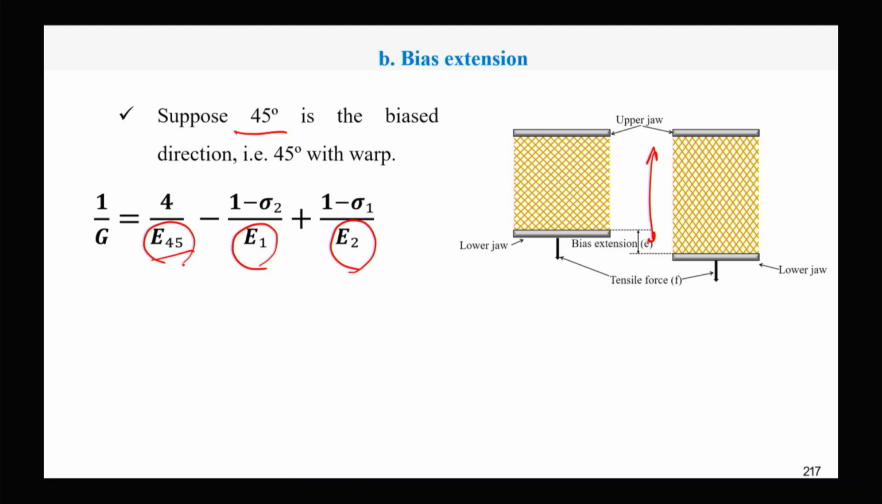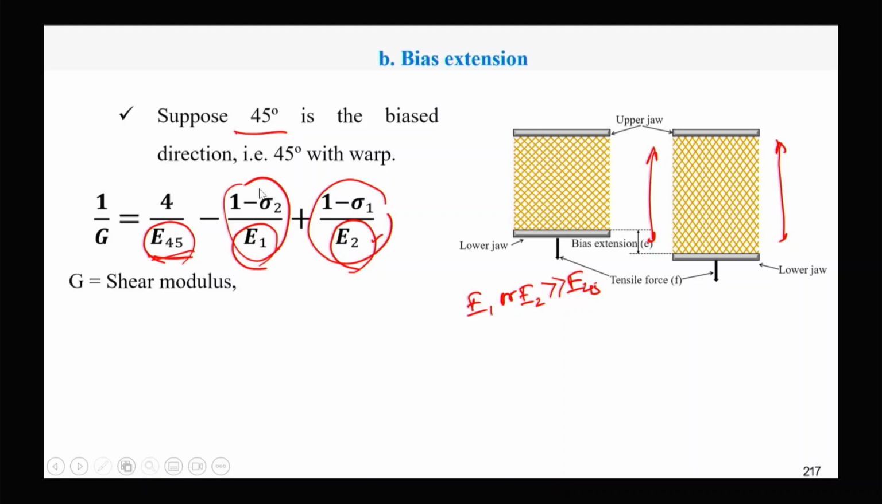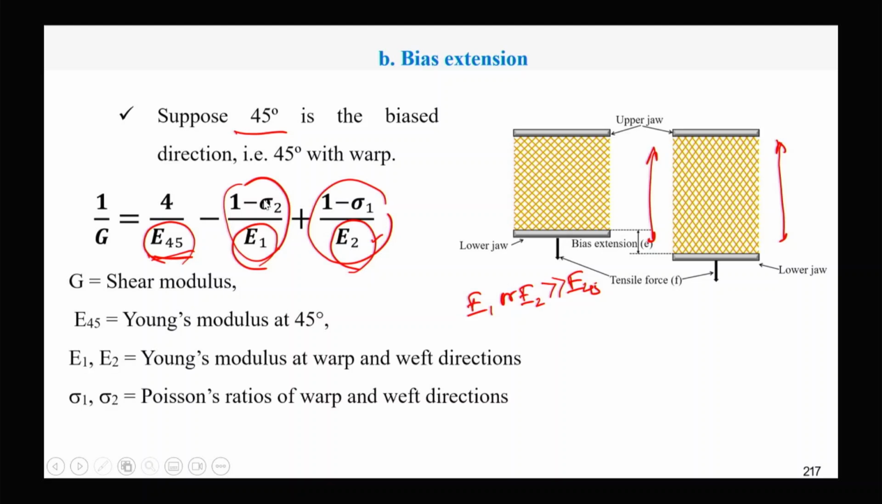If we compare, E1 and E2 are much higher than E45, because due to the shear this fabric will extend very easily at lower load. So the modulus is very low. As E1 or E2 are much higher than E45, these two terms become negligible. So simply we can use the relationship E45 approximately equal to 4G. These two terms will be neglected.